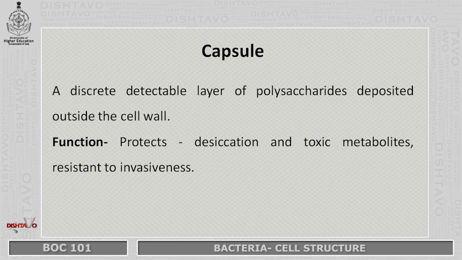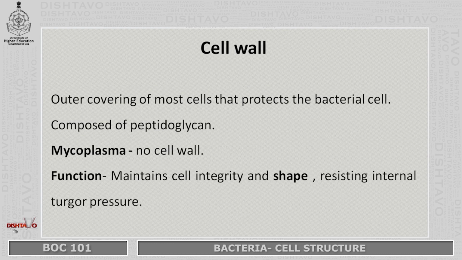Looking into the different cell layers, the outermost layer is the capsule. It is a discrete, detectable layer of polysaccharides that is deposited outside the cell wall. This capsule is a rigid structure and protects the bacteria from desiccation and toxic metabolites in the environment. It also helps in resisting invasiveness.